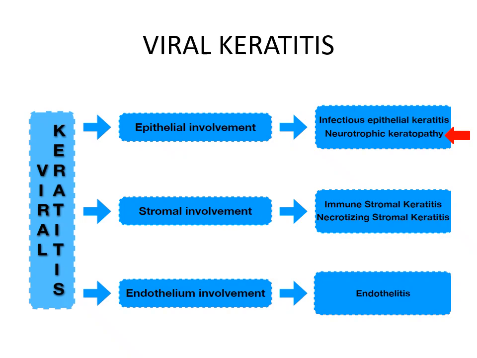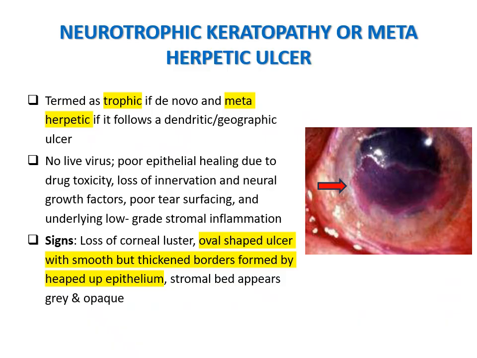Now we'll be talking about neurotrophic keratopathy or metaherpetic ulcer. So basically, the difference between the previous type of keratitis and this type of keratitis, both being epithelial keratitis, is that this one does not contain actively replicating virus. This is basically a cornea which has gone bad because of the virus particles, right? The virus is now dead, but the epithelium is for some reason not able to heal.